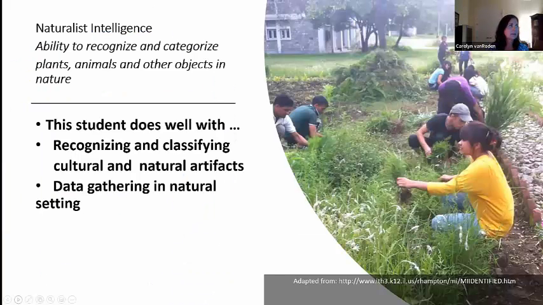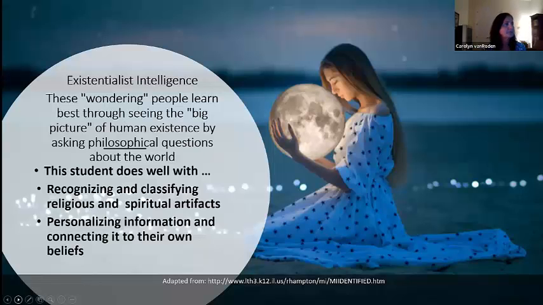A naturalist. This is your ability to recognize and categorize plants and animals. They usually do very well with nature and environmental sciences. An existentialist. These are people who look through and see the big picture of human existence. And they find a lot in spiritual artifacts. They personalize information and they connect it to their own beliefs.